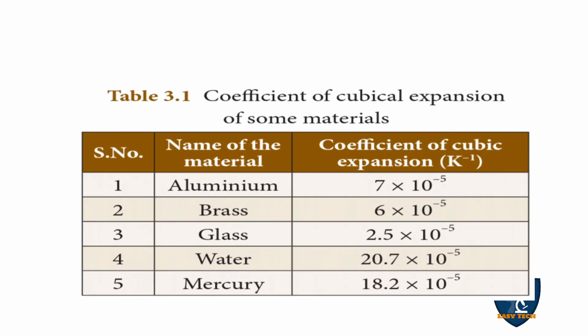Now the coefficient of cubical expansion of some materials. Serial number, name of the material, coefficient of cubical expansion in Kelvin inverse. Aluminium 7 into 10 to the power of minus 5. Brass 6 into 10 to the power of minus 5. Glass 2.5 into 10 to the power of minus 5. Water 20.7 into 10 to the power of minus 5. Mercury 18.2 into 10 to the power of minus 5. These values they may ask in your 1 mark.